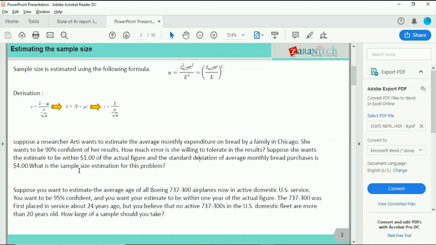So let me read out the second question. It says that suppose you want to estimate the average age of all Boeing XX airplanes now in active domestic US service. You want a 95% confidence and you want your estimate to be within 1 year of the actual figure. The XX was first placed in service about 24 years ago, but you believe that no active airplanes in the US domestic fleet are more than 20 years old. How large of a sample should you take?